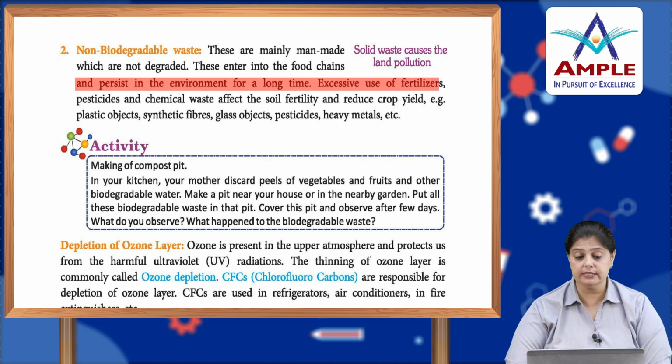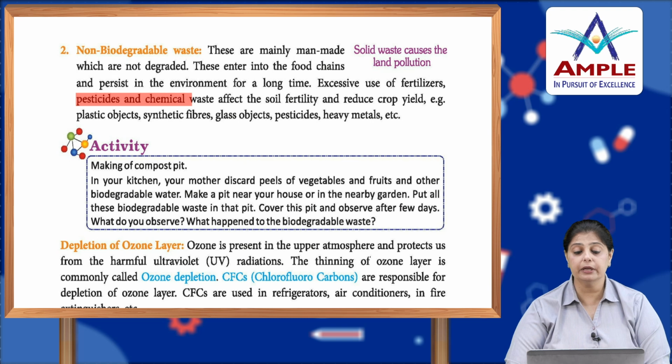Excessive use of fertilizers, pesticides and chemical waste affects the soil fertility and reduces crop yield. Examples are plastic objects, synthetic fibers, glass objects, pesticides, heavy metals, etc. These are all non-biodegradable waste.